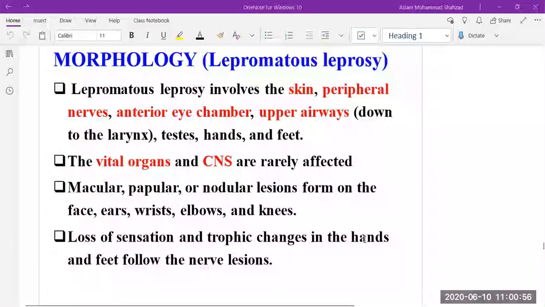Whereas lepromatous leprosy more affects the anterior eye chamber, peripheral nerves, upper respiratory airways down to the larynx, testis, hands and feet. The vital organs and central nervous system are rarely affected. So it does not affect the CNS, it affects the peripheral nervous system. That's the main thing. There will be formation of macular, papular, or nodular lesions on the face, ear, wrist, elbow, and knees. Loss of sensation and trophic changes on the hands and feet follow the nerve lesions.